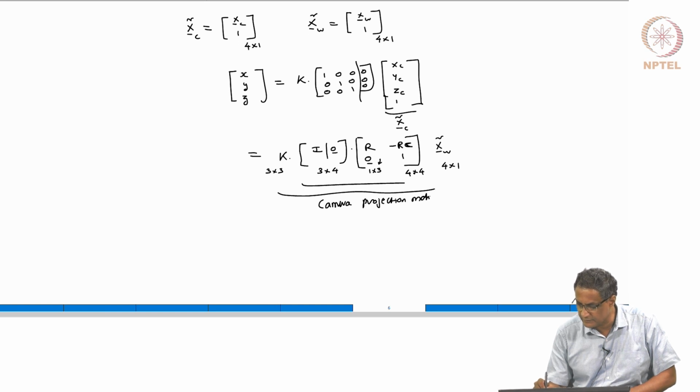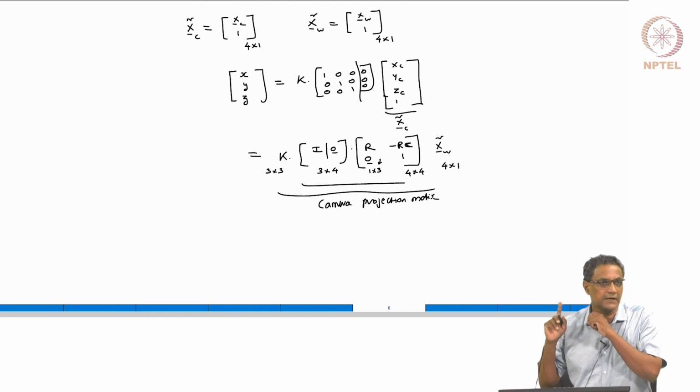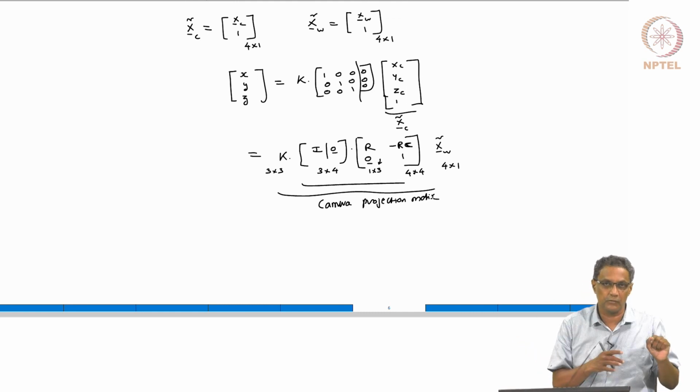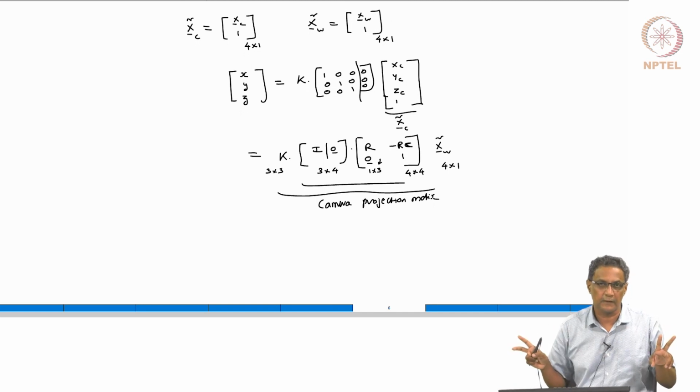And always remember that a projection matrix relates 3D coordinates to image coordinates. Homography is always between two image coordinates.